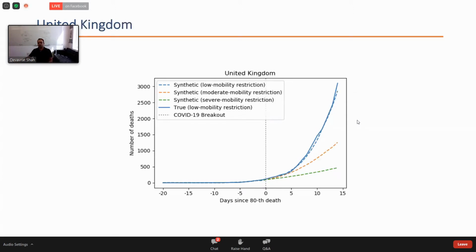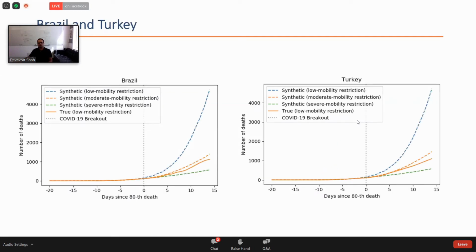Here's what happens to United Kingdom. As we know, United Kingdom actually, like United States, did not have a strong response and hence saw a massive rise. And these were the 3 different outcomes that they would have experienced initially if they had gone through different policies. Here are 2 countries, Brazil and Turkey.